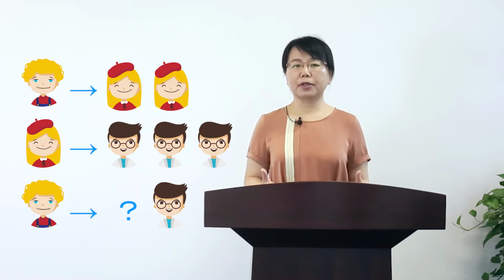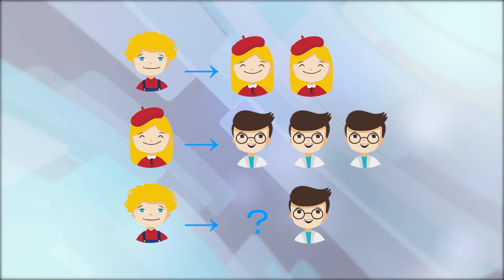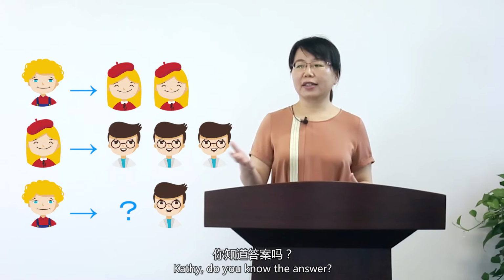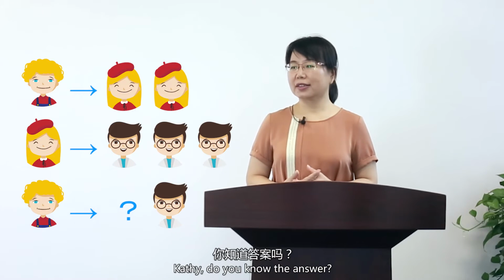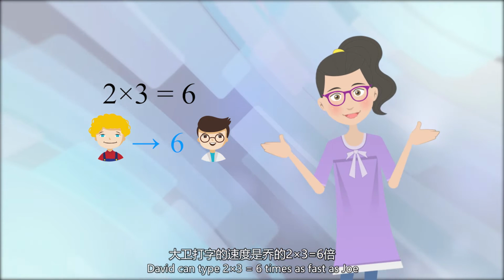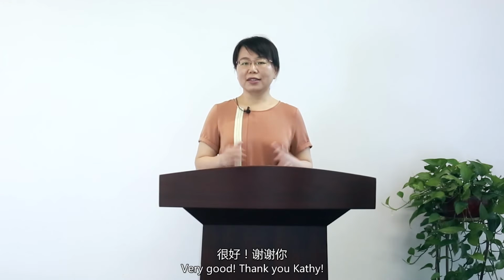Now please think about this problem. Kathy, do you know the answer? Yes, Dave can type 2 times 3 equals 6 times as fast as Joe. That's great. Thank you, Kathy.